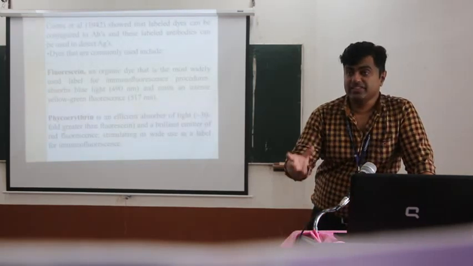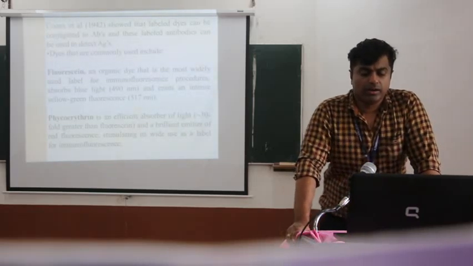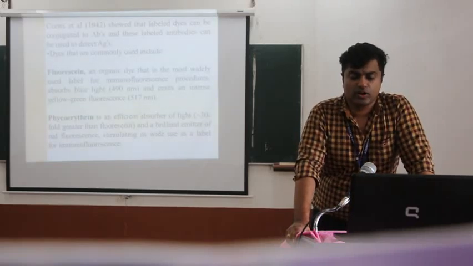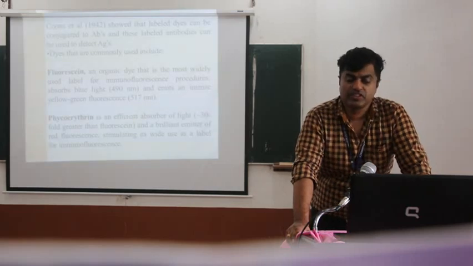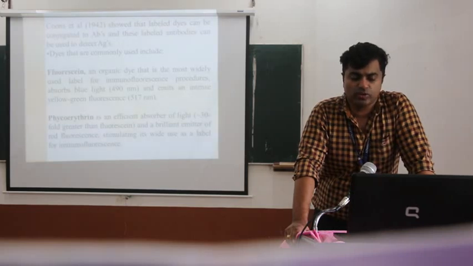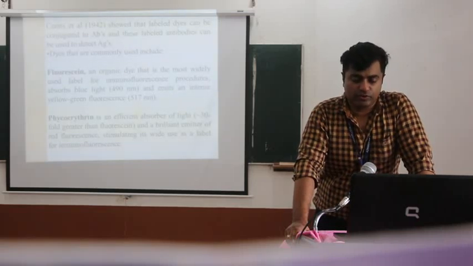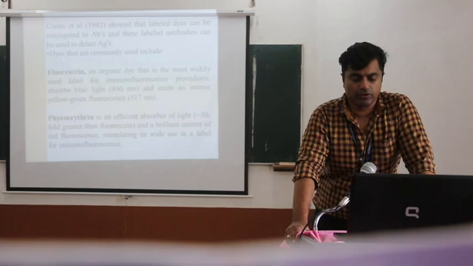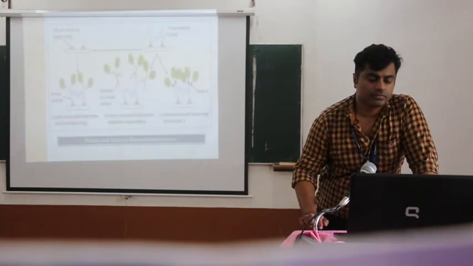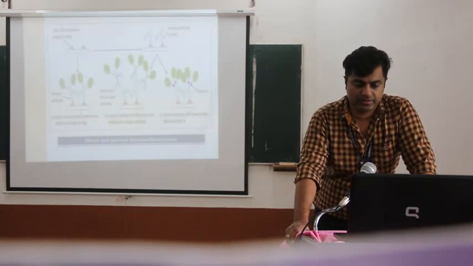The dyes which we use for the fluorescence technique are fluorescein and phycoerythrin. Fluorescein is an organic dye that is mostly used as a label for immunofluorescence procedures, which absorbs blue light at 490 nanometer and emits an intense yellow-green fluorescence at 570 nanometer. And phycoerythrin is an efficient absorber of light and a brilliant emitter of red fluorescence, stimulating its wide use as a label for immunofluorescence. So this is a diagrammatic representation for direct and indirect immunofluorescence.